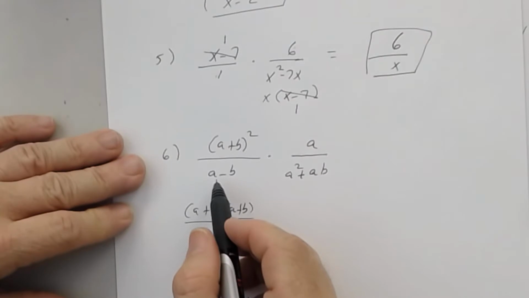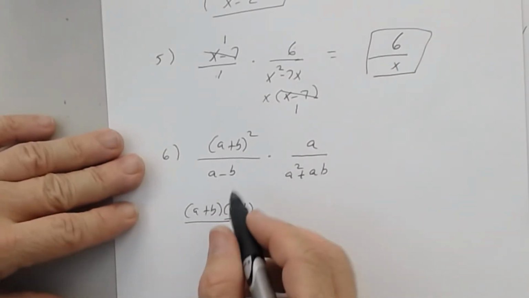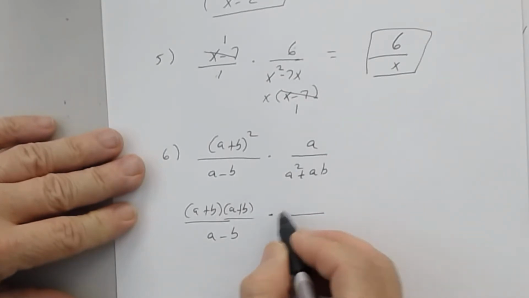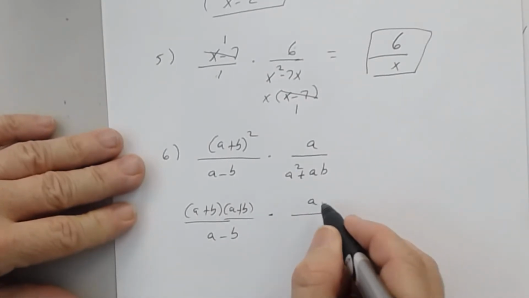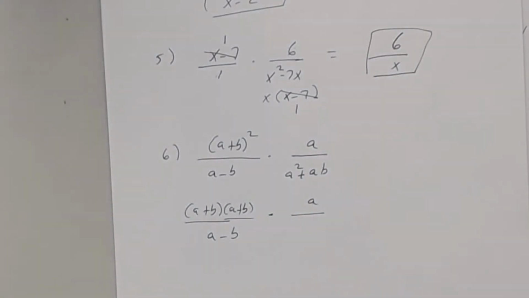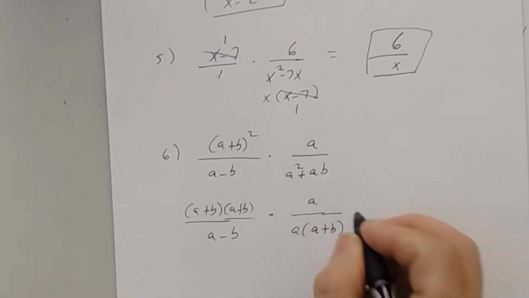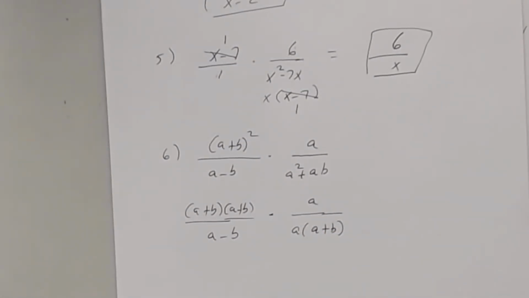The denominator here, there's nothing you can do. The GCF is 1, so leave it as a minus b. The numerator is a monomial. Leave that alone. All right, now let's talk about the denominator. What's the GCF? A. So I get a times what? A plus b. All right. So I factored. Now the next step is to reduce.